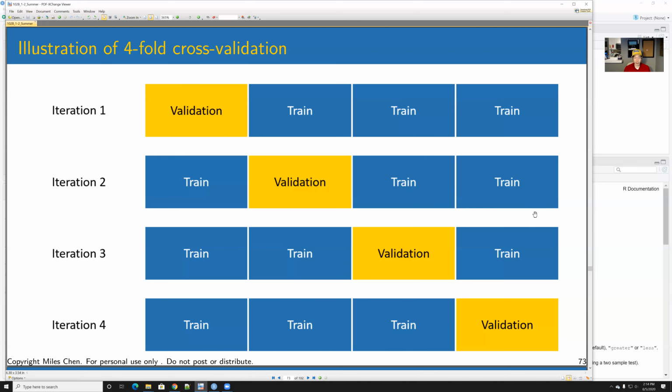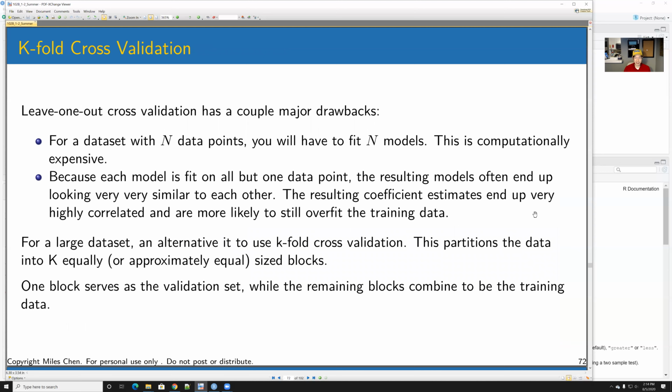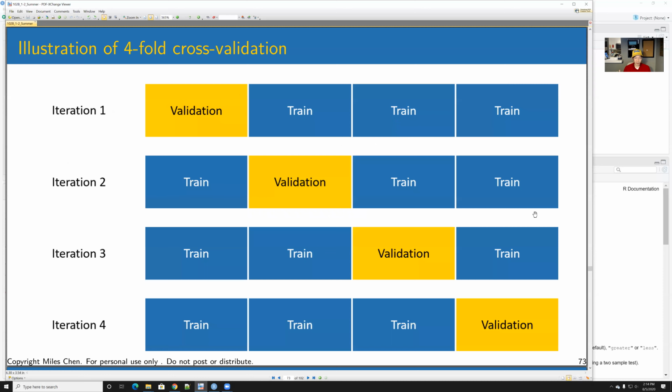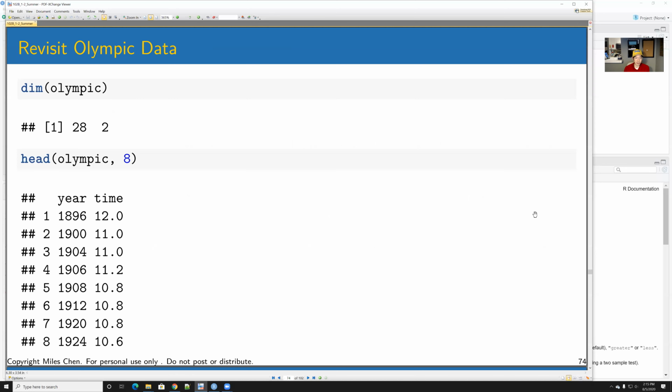Okay, so we left off with k-fold cross-validation. We're dividing up our data into k different folds, and each of the folds gets to serve as the validation set. Let me just show you what happens. We've got the Olympic data set. If I look at the dimensions, I've got 28 observations in 2 columns, and we're using year to predict time.